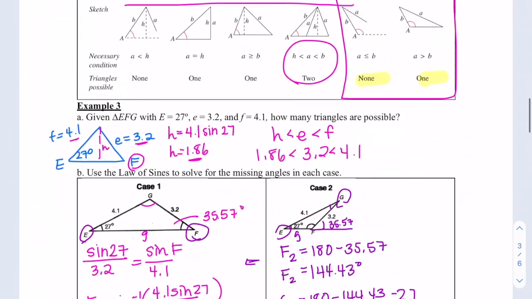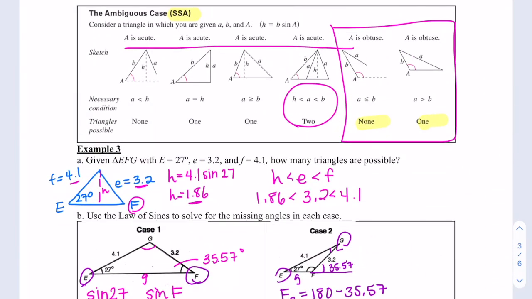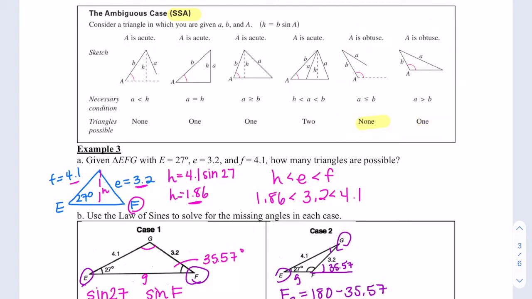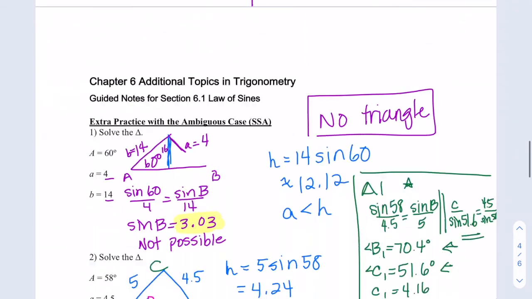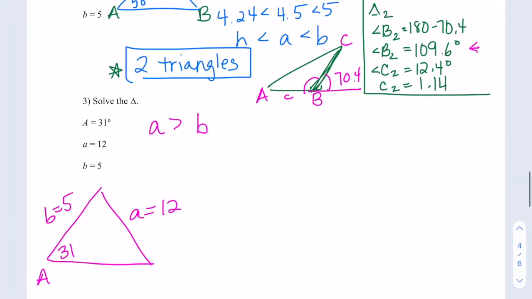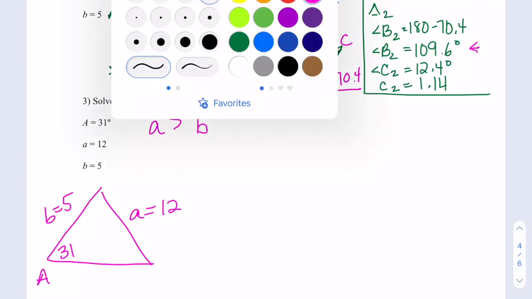So when side A, you don't need this one right here. Let me just erase that. So when side A is equal to or greater than B, we're only going to have one triangle. So we really only have to be worried with two when B is less than A. All right, so if there's only one triangle, I don't need to compare the height or anything. So I'm just going to solve for the missing values.